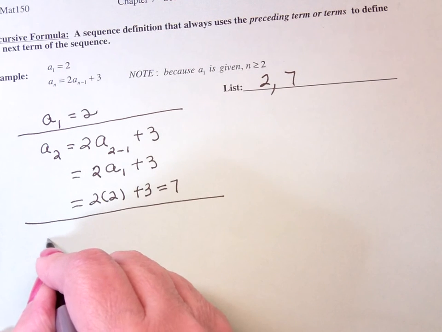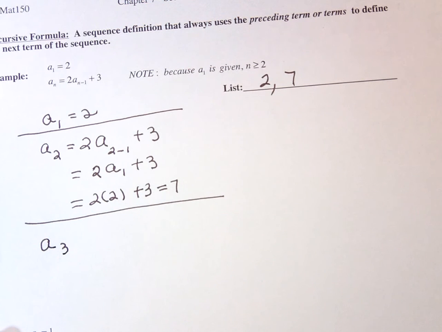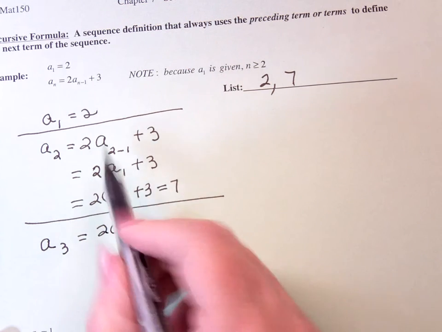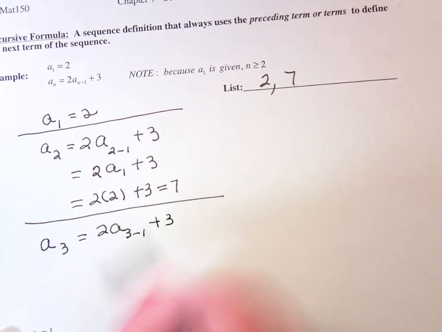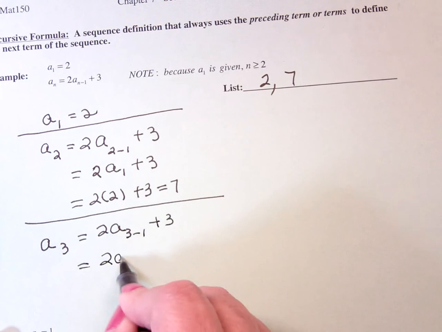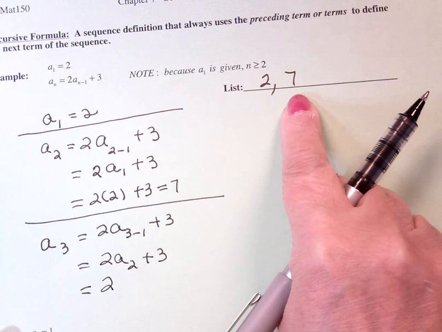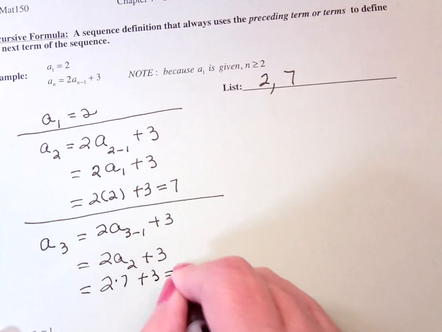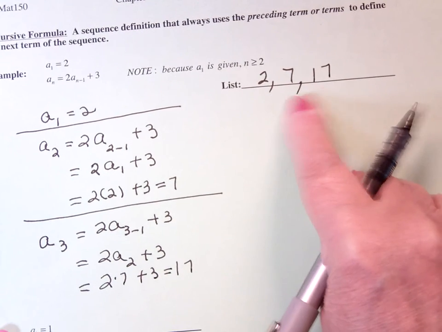Okay. A sub 3. Well, that's going to be 2 times A, n is 3, so sub 3 minus 1, plus 3, which is 2 times A sub 2 plus 3. Well, I just calculated A sub 2, so it's 2 times 7 plus 3, which is 14 plus 3, or 17. Now, if I was wrong with the 7, the 17 is going to be wrong.